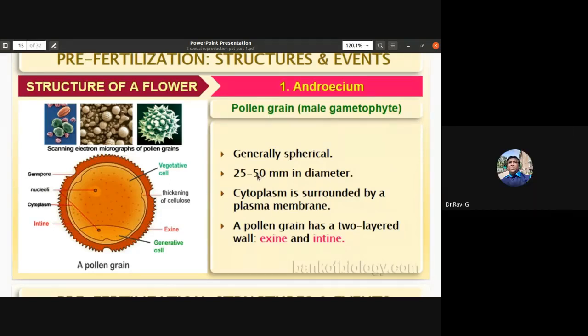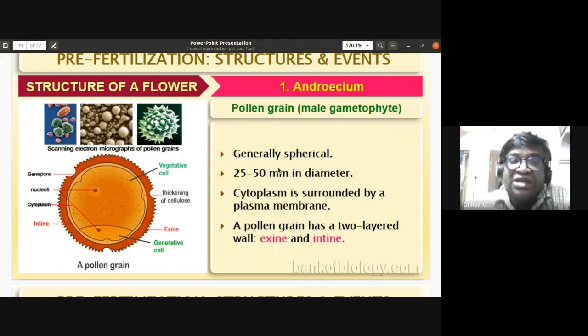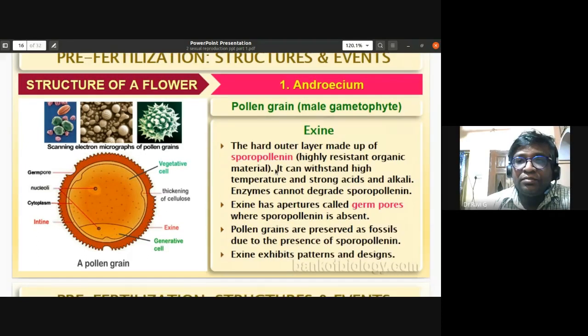Pollen grains are generally spherical. Their size is 25 to 50 micrometer in diameter. The cytoplasm is surrounded by plasma membrane. A pollen grain has a two-layered wall: the outer exine, which is made up of sporopollenin, and the inner intine. So they have two walls, an outer exine, chemically made up of sporopollenin, and they are sturdy. Pollen grains are sturdy because of this chemical. And the inner layer we call intine.